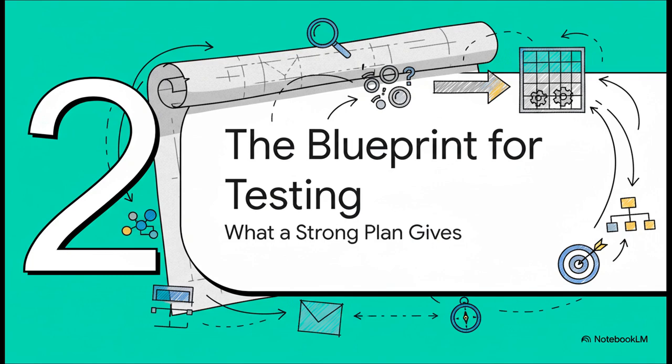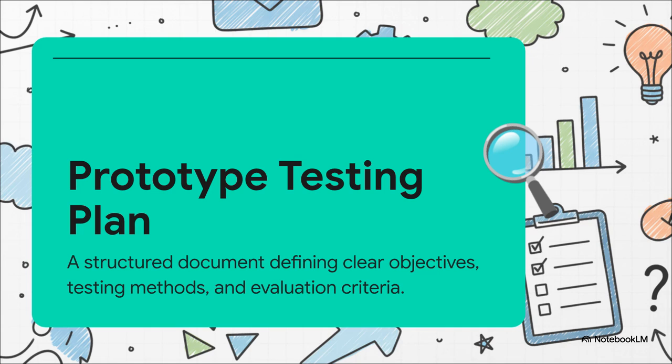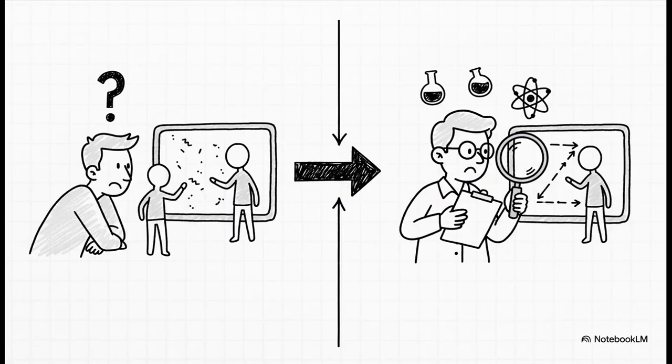Well, we need a blueprint, a strategic guide that brings some much-needed order and focus to the whole thing. And that blueprint is what we call a prototype testing plan. Now, don't let the formal names scare you. Think of it as your game plan for getting good feedback. It's simply a document where you write down your goals, the methods you're going to use, and what success actually looks like.